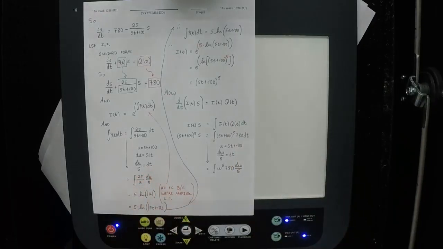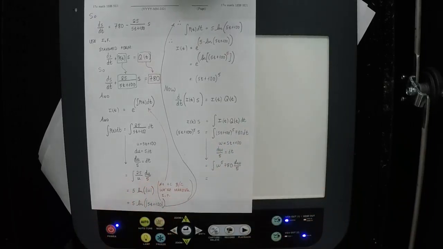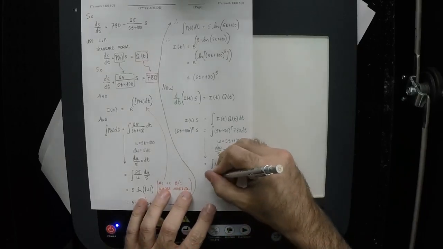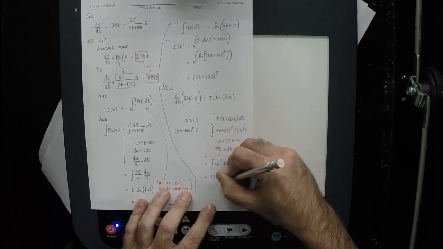So now, the 780 over 5, that's just something that we can factor out. Do we know the antiderivative of W to 5 dW? W to 6 over 6, right? So 780 over 5 is 156, so that'd be 156 W to 6 over 6.